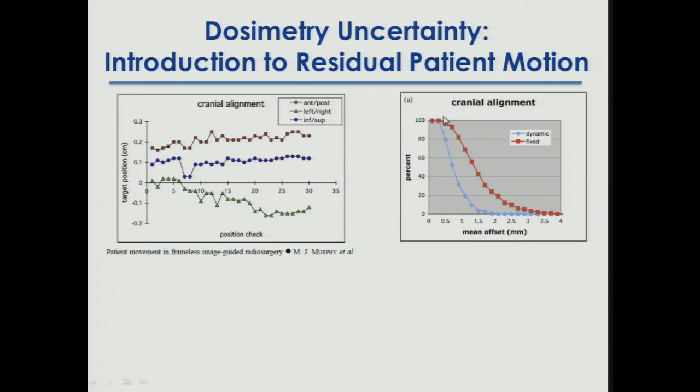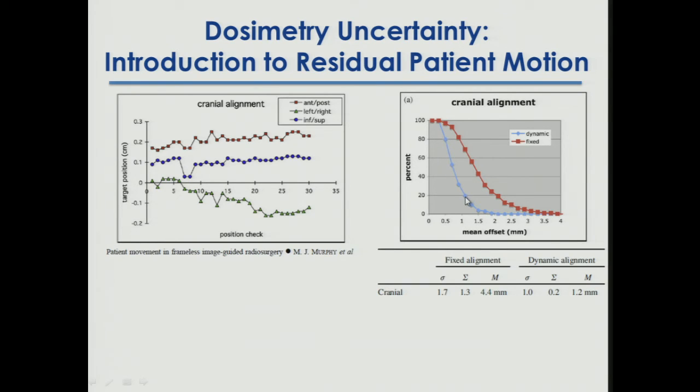If you don't correct for that, if you just take an image at the beginning, your mean offset can actually exceed 1 millimeter easily. So what that tells you is if your treatment times or the time between imaging and start of treatment exceeds, let's say 5 minutes, you need to start worrying about this difference in spatial shift from the patient movement.